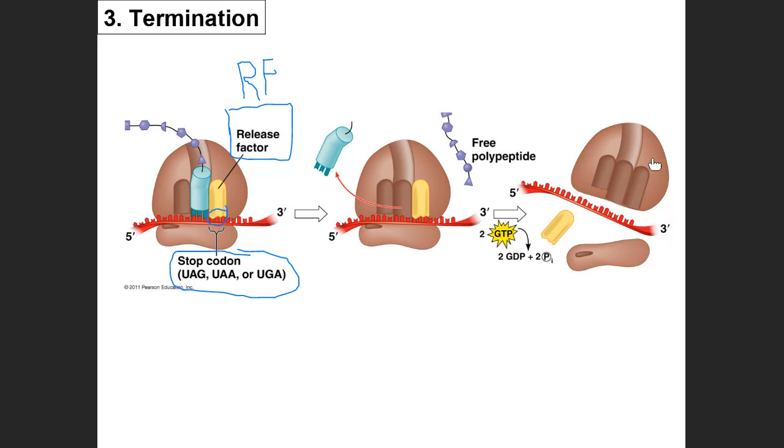Everything eventually falls apart. So again, when a stop codon enters the A site, there are no tRNAs that have an anticodon that recognizes and binds to a stop codon. Only a protein called release factor recognizes and binds to stop codons. And when it binds to a stop codon in the A site of the ribosome, it triggers the release of the polypeptide or protein and the disassembly of the translation initiation complex, thus terminating translation.